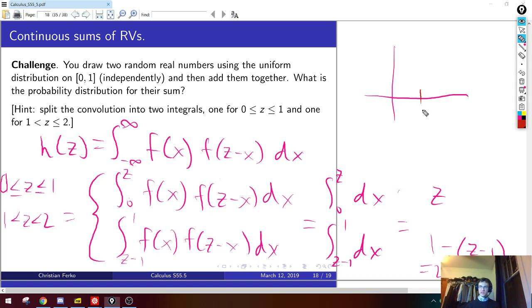When z is between 0 and 1, the probability is just z, so it's a straight line with slope 1. And when z is between 1 and 2, it's 2 minus z, so that's a line with slope minus 1 and intercept 2, going downwards towards 0. If I had done this correctly, the function we would have found, piecewise defined for z, would have just been a triangle. This is f of z, I guess. A triangle which goes up to a peak of height 1 at z equals 1, and then goes back down to 0 when z equals 2.